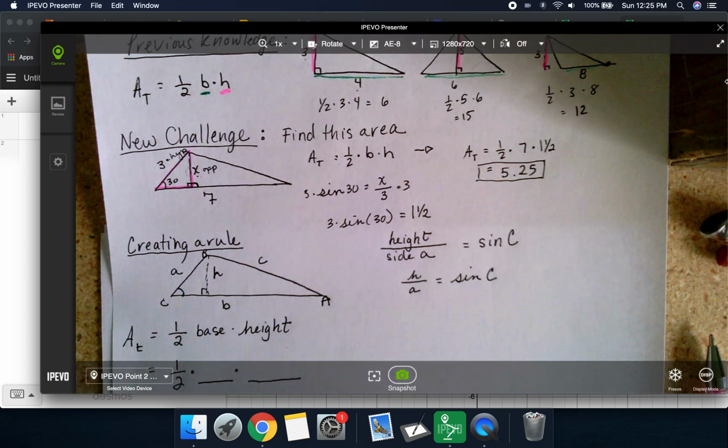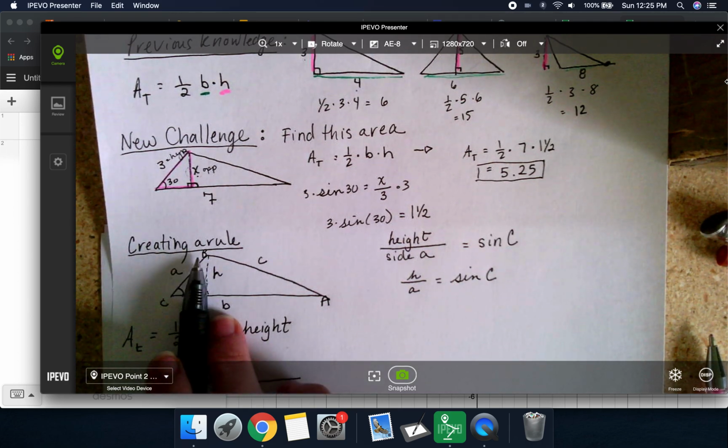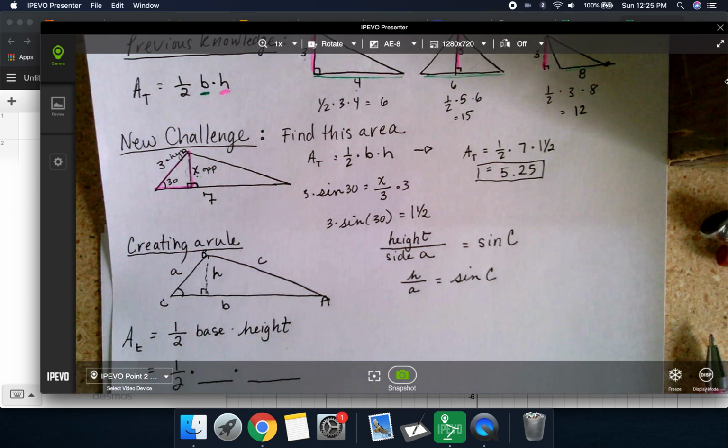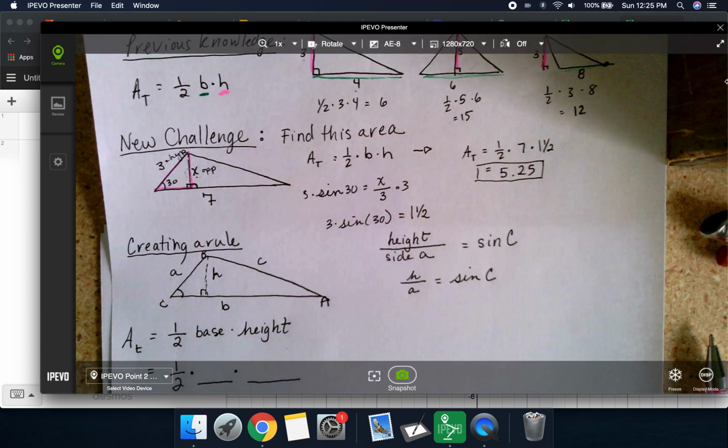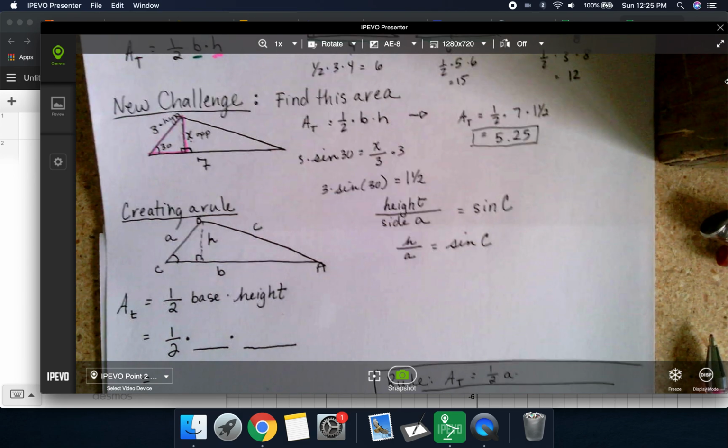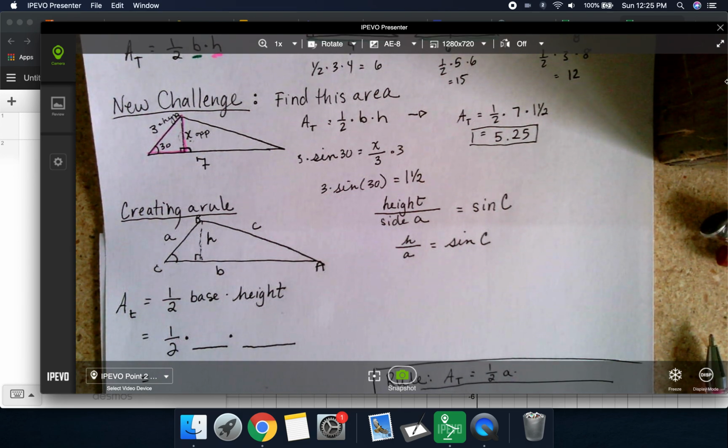I could put the letters A here and B here and C here. However, it doesn't matter how you do it. It's just important that these big letters and the lowercase letters are always opposite each other. That's a construct of geometry. So the area of this triangle is going to be 1/2 base times height. That's the way it always is.